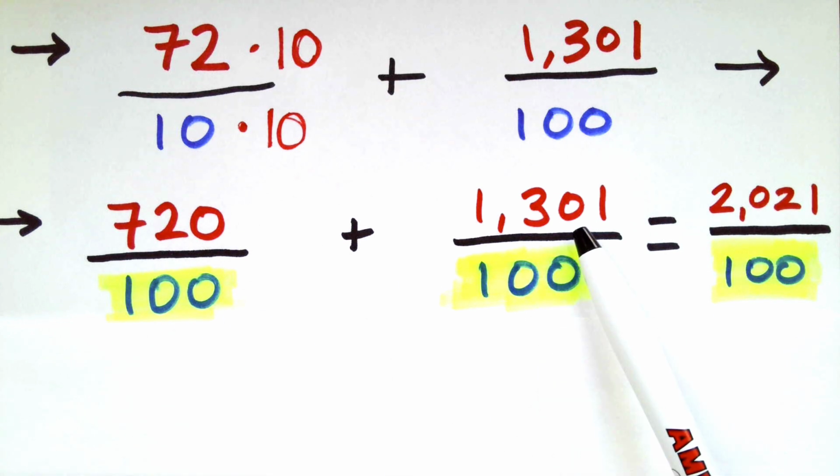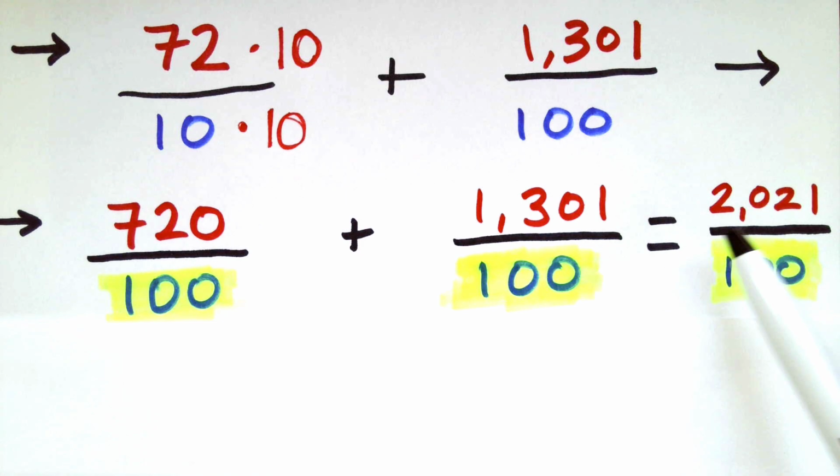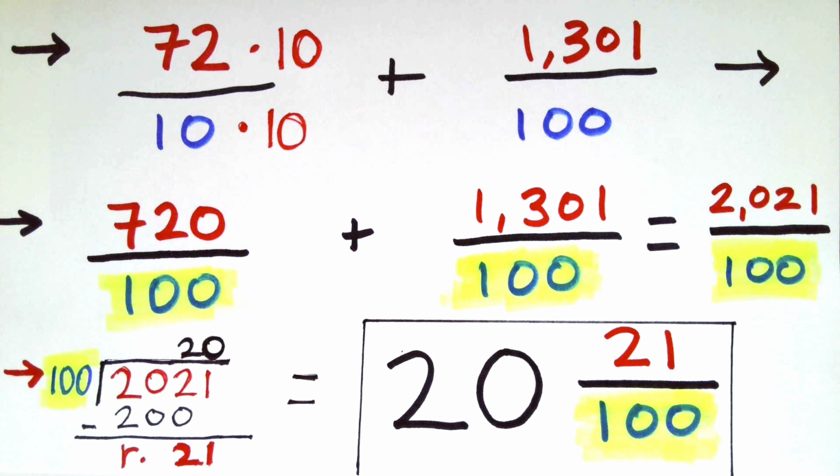720 plus 1,301 is 2,021. Remember, every fraction is a division problem. So to convert this improper fraction, a top-heavy fraction is called an improper fraction, 2,021 divided by 100, let's convert this improper fraction into a mixed number. Okay, so you can see here, we have 2,021 divided by 100.